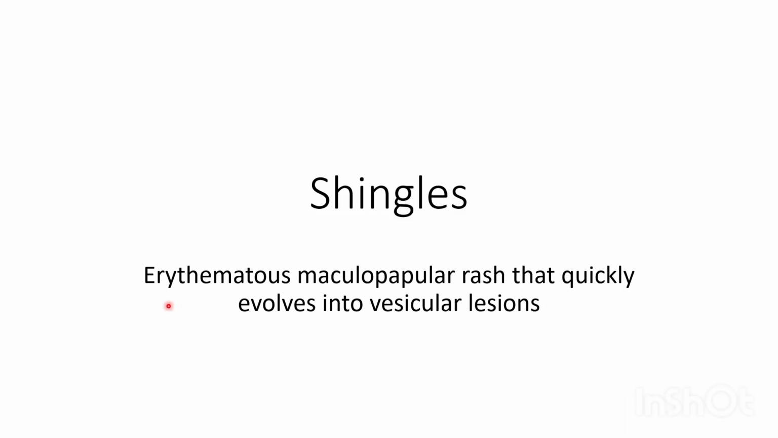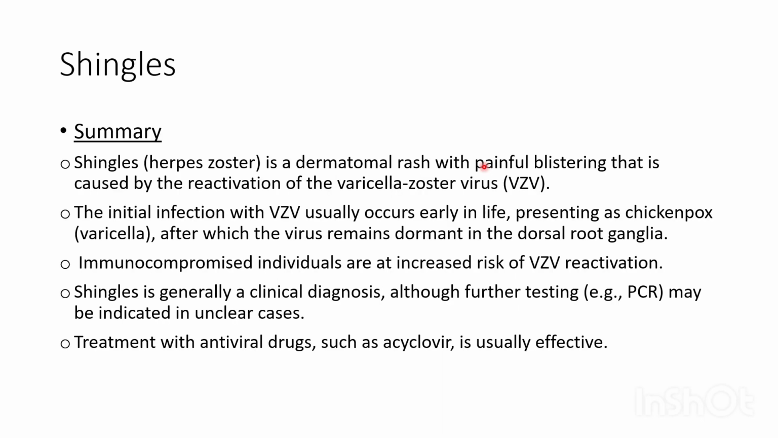Shingles skin lesion. Shingles is an erythematous maculopapular rash that quickly evolves into vesicular lesions. Summary: shingles, or herpes zoster, is a dermatomal rash with painful blistering that is caused by the reactivation of the varicella zoster virus. The initial infection with varicella zoster virus usually occurs early in life, presenting as chickenpox, after which the virus remains dormant in the dorsal root ganglia.